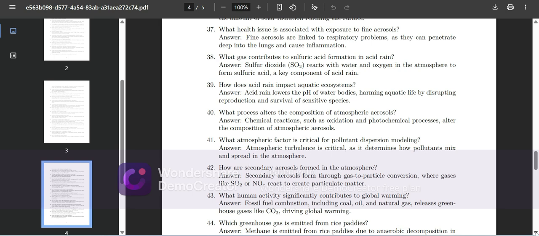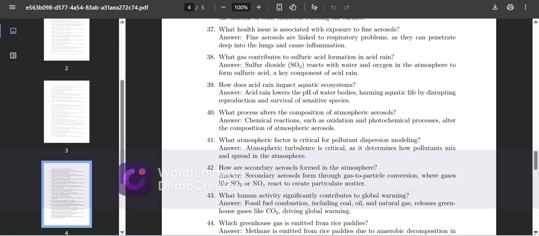What contributes to sulfuric acid formation in acid rain? Sulfur dioxide reacts with water and oxygen in the atmosphere to form sulfuric acid, a key component of acid rain.